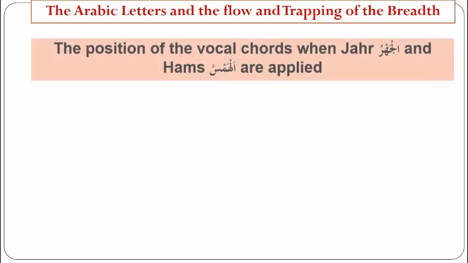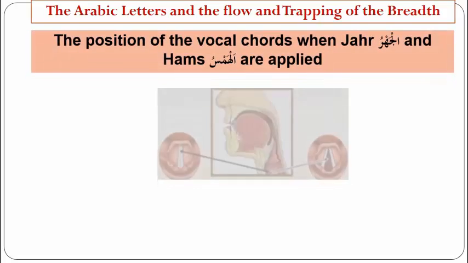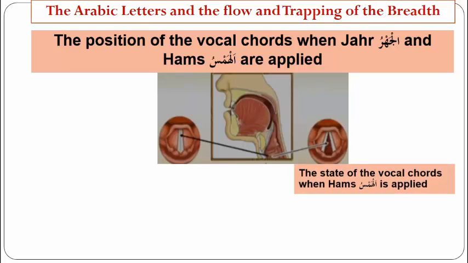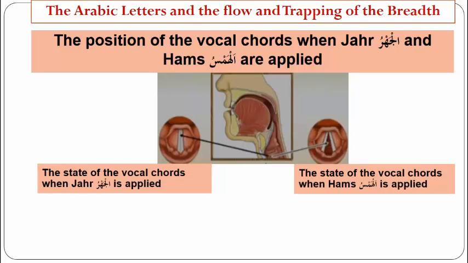The position of the vocal cords when jahr and hams are applied, and by bringing these two pictures together, we can really understand exactly what goes on, inshallah. The state of the vocal cords when hams is applied, and the state of the vocal cords when jahr is applied. So, there is no flow of breath. There is no excessive flow of breath. Ab, aj, ad, al. Okay, there is no excessive flow of breath, and the letters are very strong.